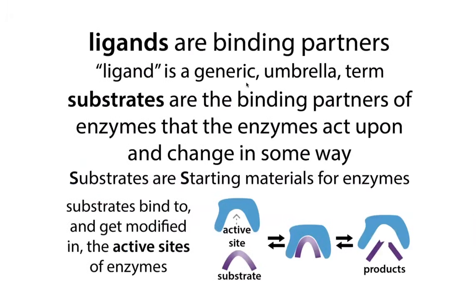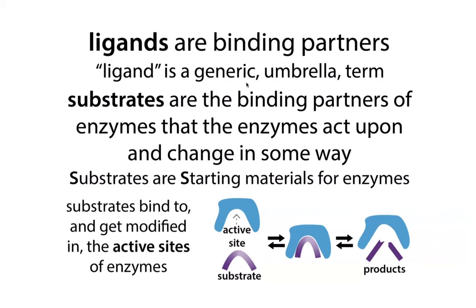But first, we've been talking about reactants and products, but when we're discussing enzymes, we're now going to switch to talking about substrates and products. So we call our reactants substrates in the case of enzymes. Remember, we could use that word ligand to talk about a binding partner, and we said that was a generic term. Well, substrates are the binding partners of enzymes that the enzymes are going to act upon and change in some way. So remember, S, substrates are the S, starting materials for enzymes. It's not just a ligand.